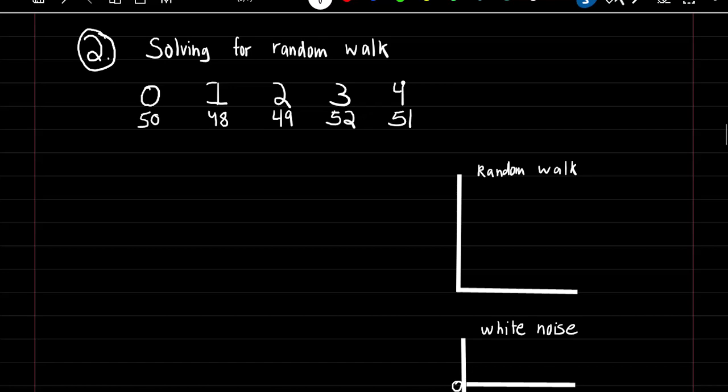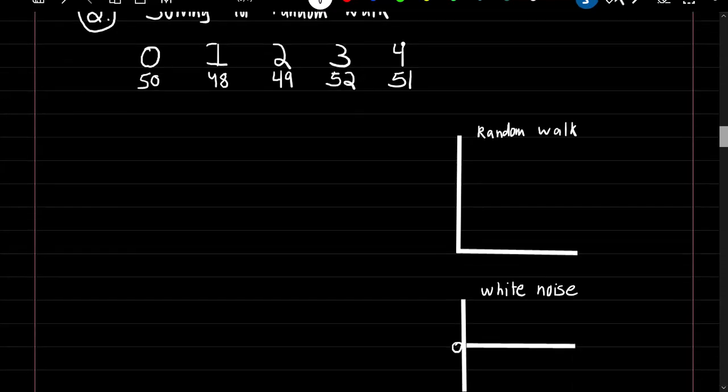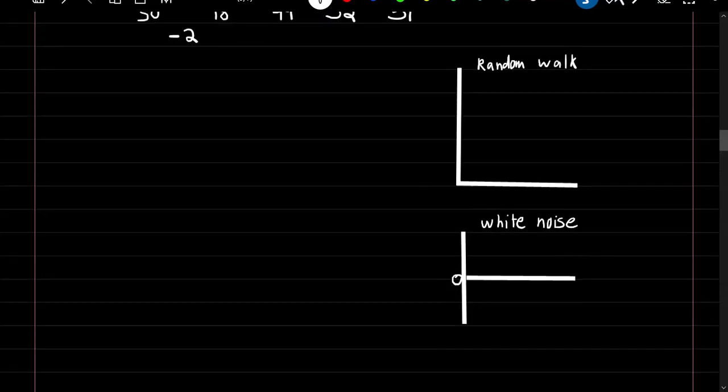Solving for a random walk model. Say we're given 5 observations that start at time 0. If we relate this back to our stock example, this would be like saying we had a stock that started at the price of 50, then decreased to 48, then increased to 49, increased to 52, and then decreased to 51. So this decrease from time 0 to 1 would be negative 2. This would be the same as saying we got a white noise value of negative 2.